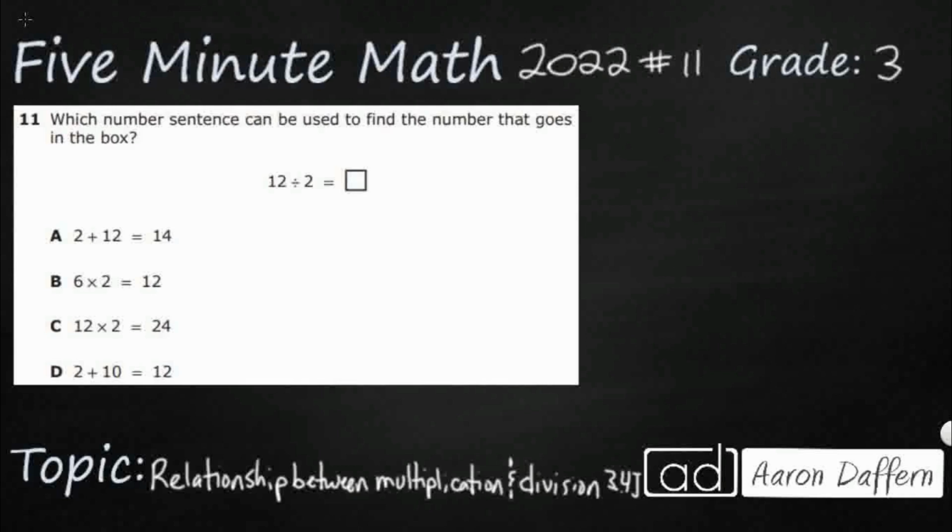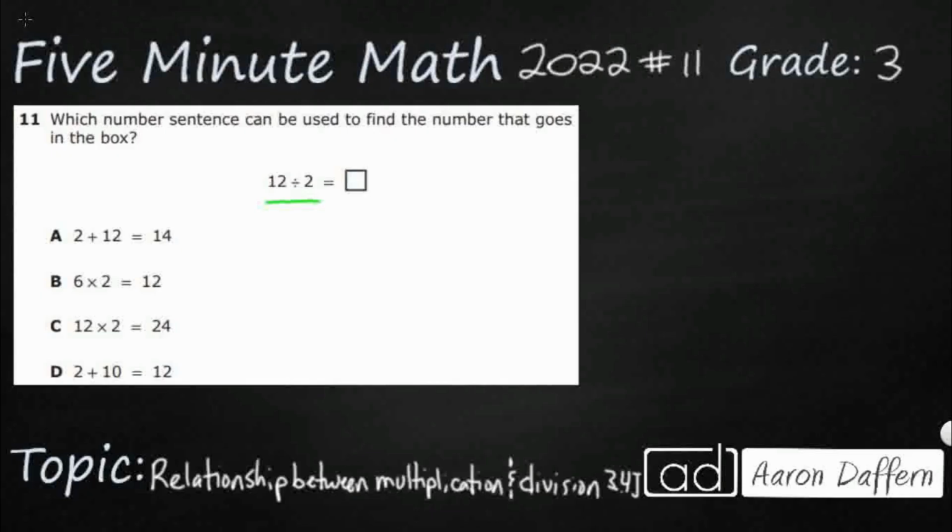So we have a number sentence. It's got a missing number, but we need to find a related number sentence here. You notice we've got a division sentence here, and there's nothing here that is division. So we're not just looking necessarily for the answer. We're looking for a related sentence. So let's see what this is.